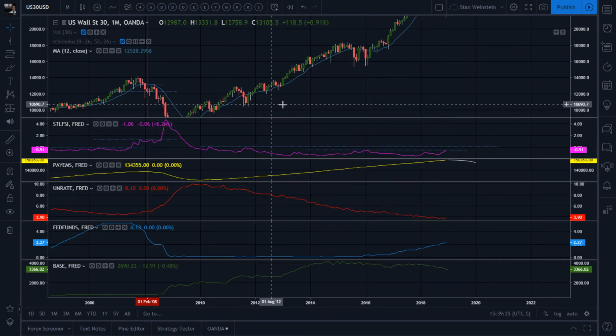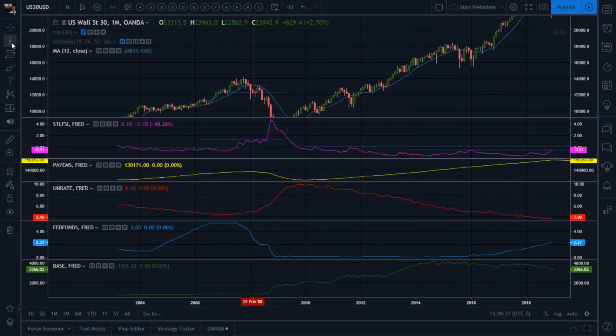Okay, that super duper funds rate guy. The funds rate was super low, kept bringing up. Stock market still goes up. And it's only when they start cutting it. So it's flat.